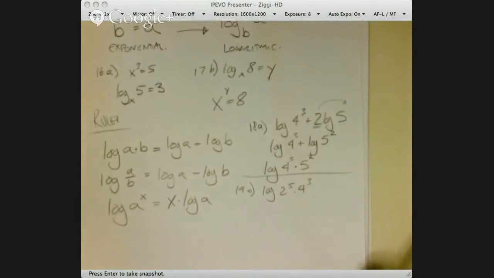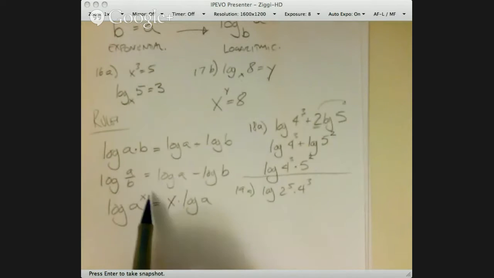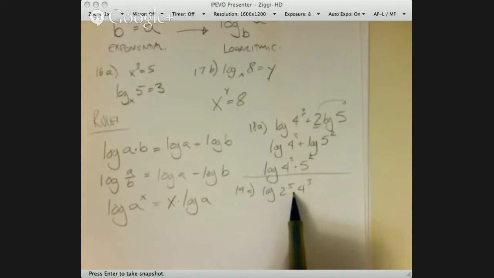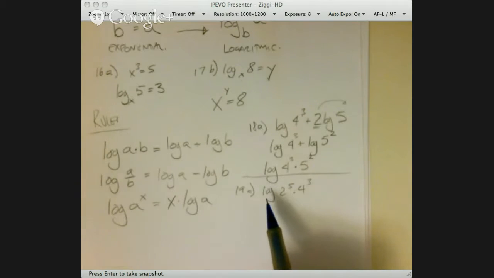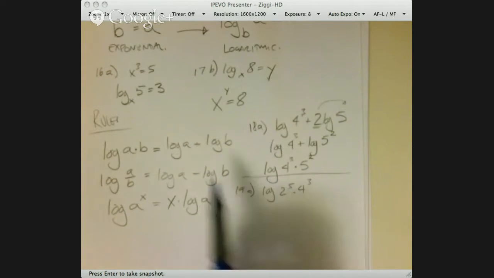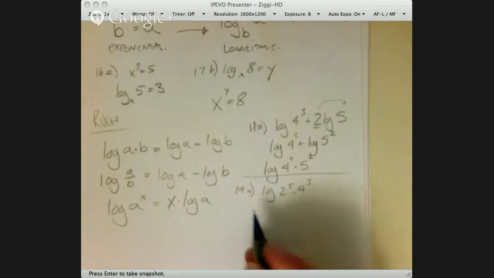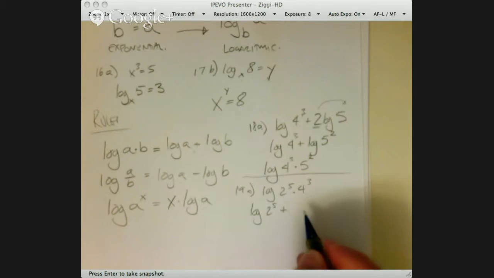If I'm expanding, well, the first thing that I have to do is look and see if they're both being raised to an exponent or they're raised to separate exponents. Since they're separate, I can't just bring them down as one thing. So I have to split these up into two separate logs and then bring down my exponents. So when I see multiplication here, it tells me I need to split it up using addition because I have the rule there. So I'm going to write this as log of 2 to the fifth plus log of 4 to the third.